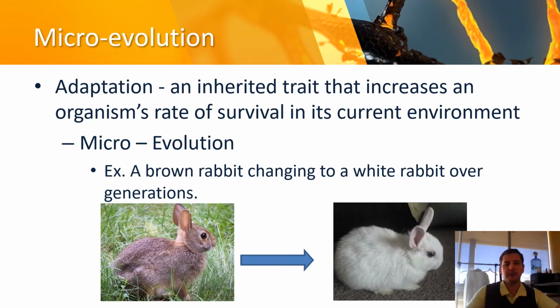All right. Micro is when we think of adaptation. Adaptation is a term put forward by Darwin, and it's well proven. Animals adapt all the time over generation intervals. So it's an inherited trait that increases an organism's rate of survival. So in this scenario, if we take, say, these brown rabbits, we'll talk here in a minute about the different things that will influence an environmental change.